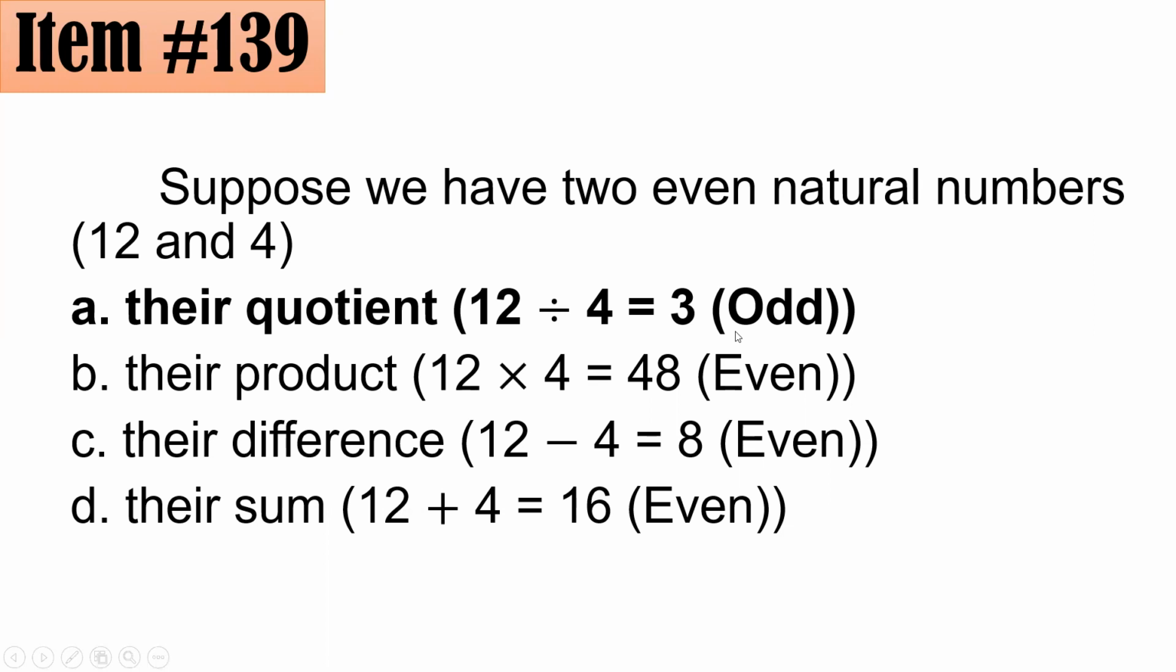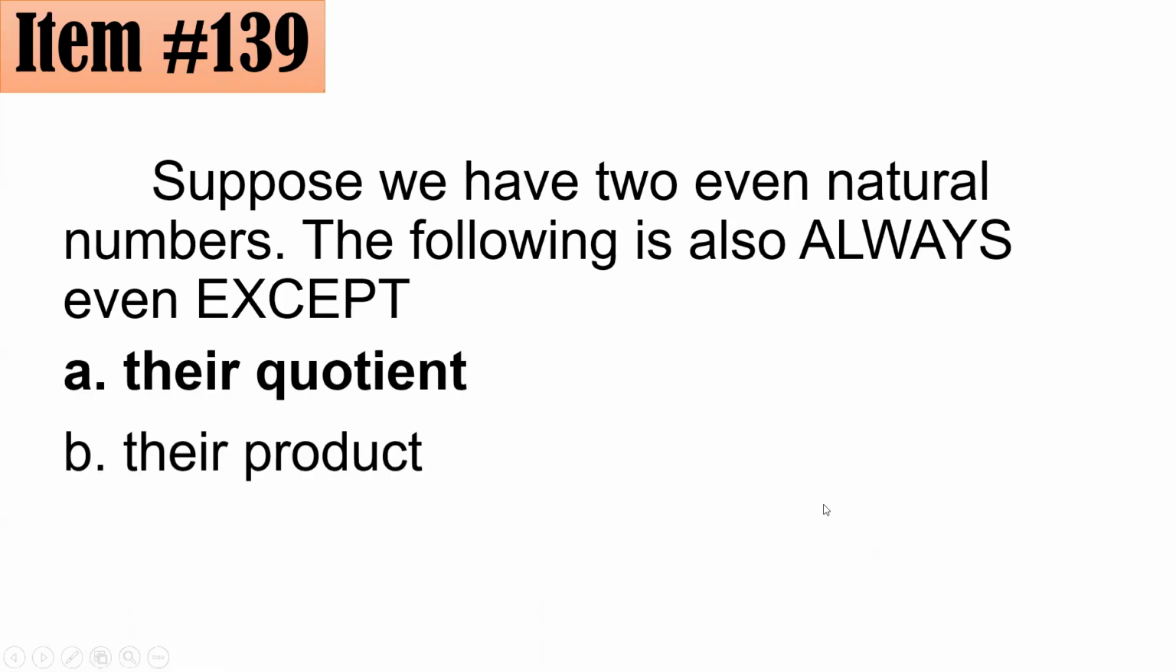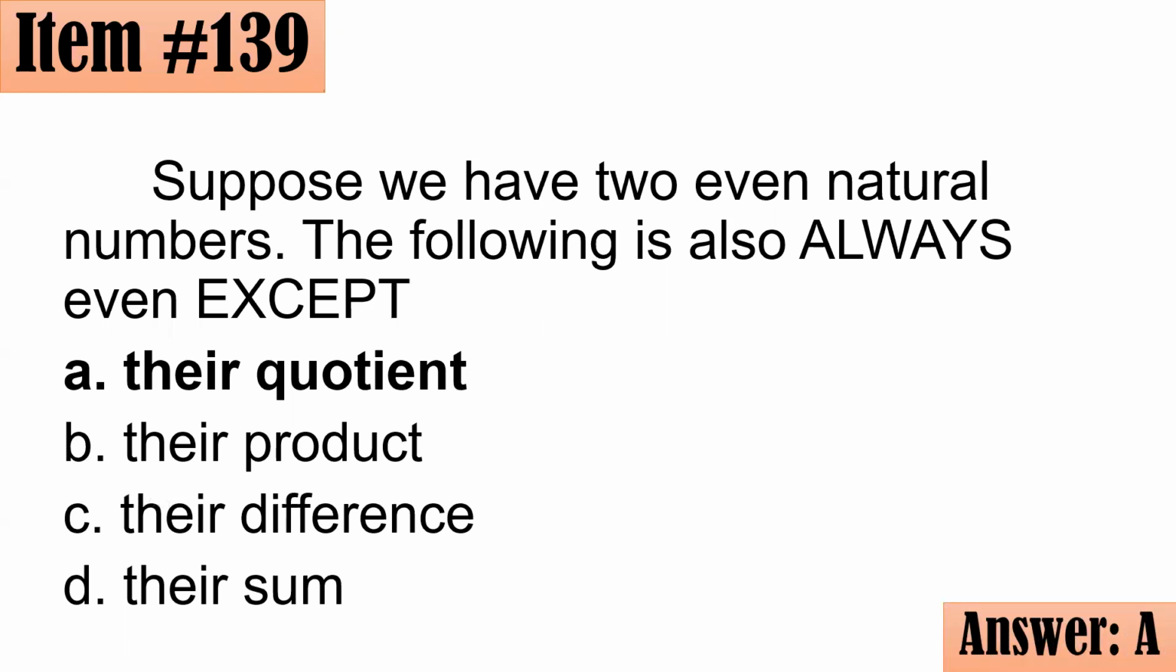It may produce an odd number, and sometimes it may produce non-integers, or like say fractions or decimals. Kung product naman, 12 times 4 ay 48, even. Yung difference nila, 12 minus 4 is 8, it's even. Their sum, 12 plus 4 is 16, is also even. Take note po, no, that in some instances, negative integers could also be even, like negative 8, that's also an even number. So letter A, the quotient of 2 even numbers is not always even.